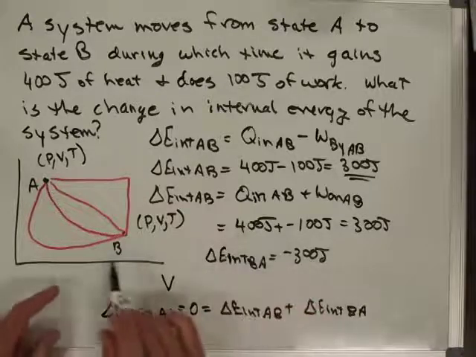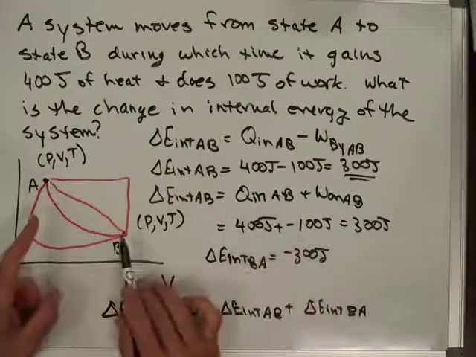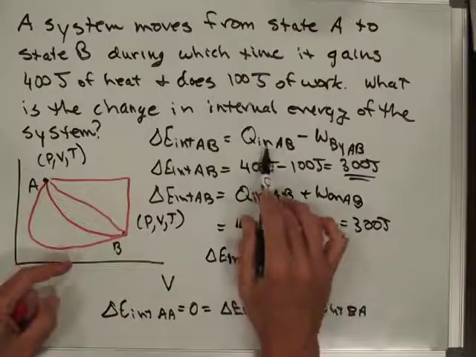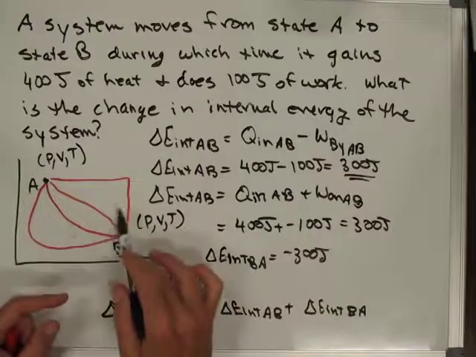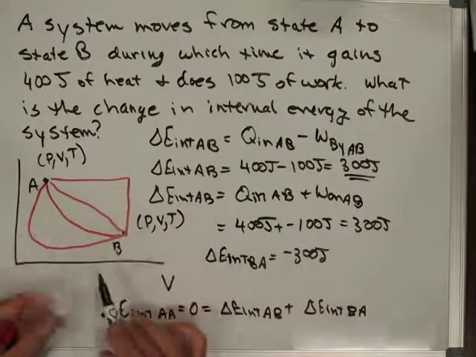By the way, this does not say that Q AB equals minus Q BA, because the work and the heat can depend on the path. It's just that when you add them up, it has to be a constant. And I'll give you some examples of how that works.